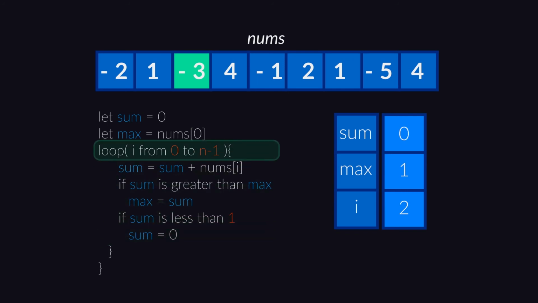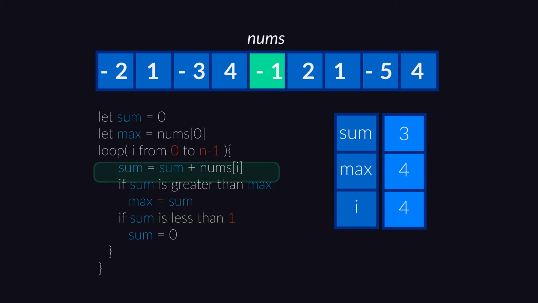Again, another iteration of i where i equals 3. Sum equals 0 plus 4, which is 4. 4 is greater than 1, so max changes to 4. 4 is not less than 1, so we jump to another iteration. i equals 4. Sum equals 4 minus 1, which is 3. Now sum is not greater than max because max is 4. Sum is also not less than 1.